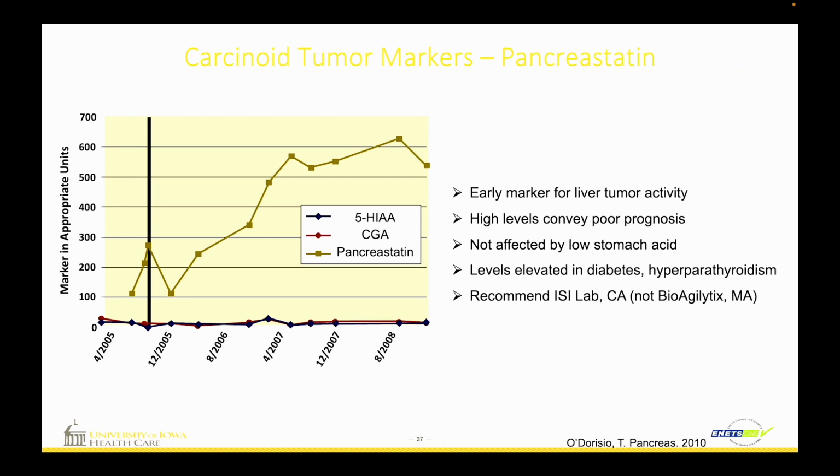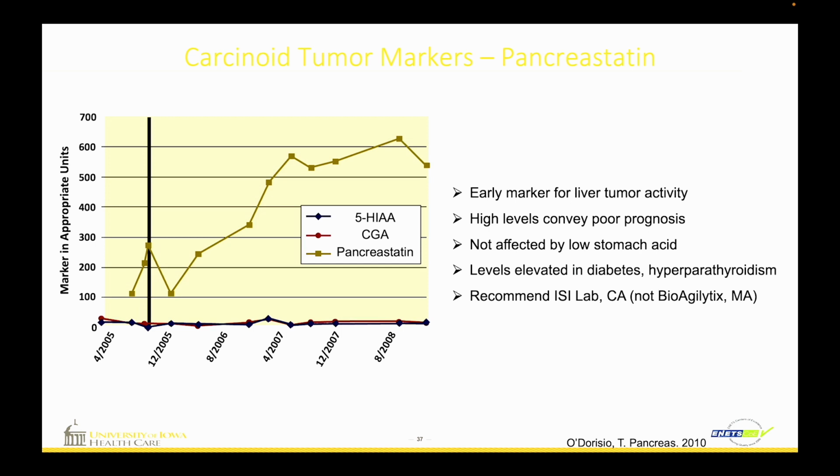A couple of things about pancreastatin. It seems to suggest that there's tumor in the liver. Very high levels is a poor prognosis. It's not affected by the stomach acid issues, but there are things that can affect pancreastatin. More than with many of the tumor markers, I recommend specific laboratories for pancreastatin.